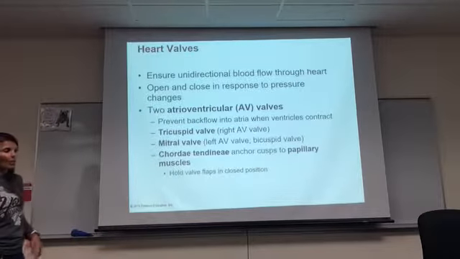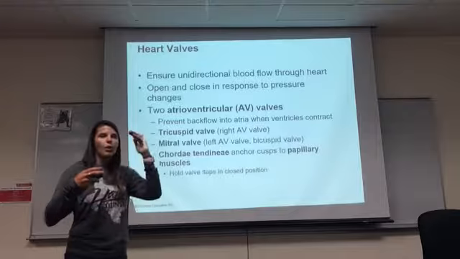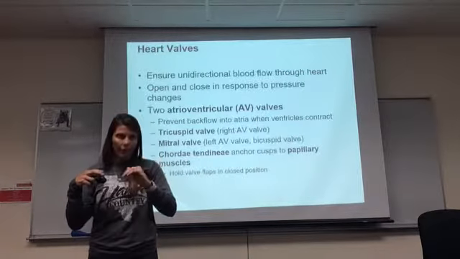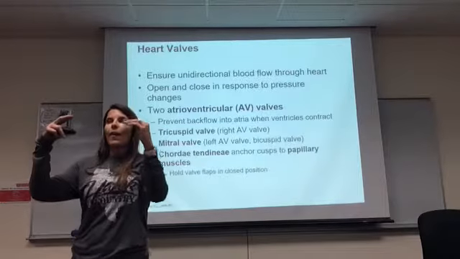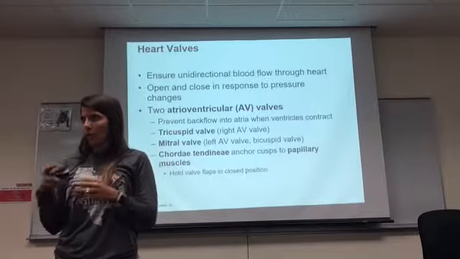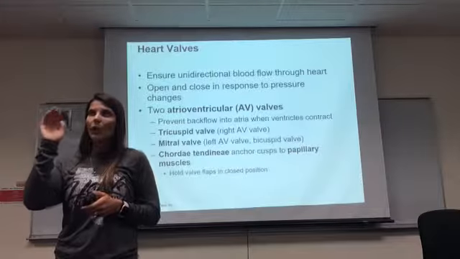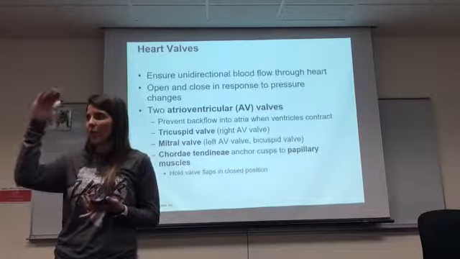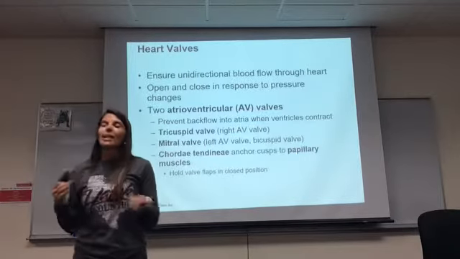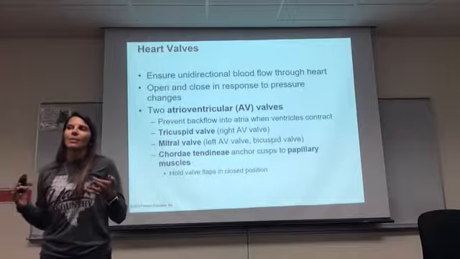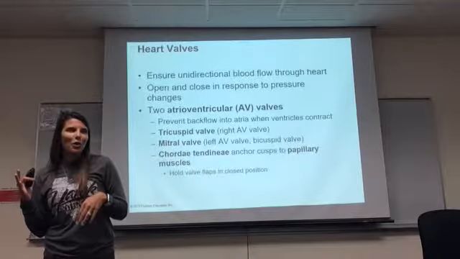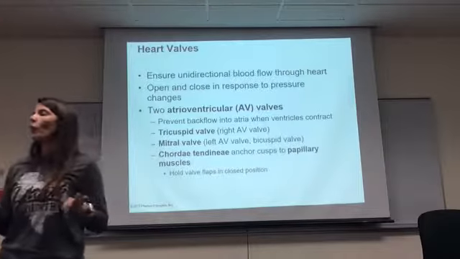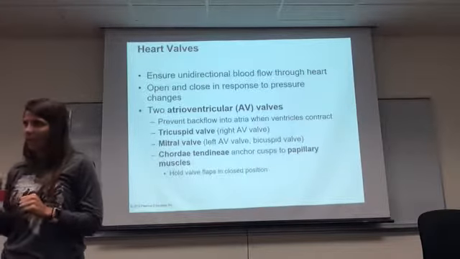Okay, so let's talk about the valves. So you have the 4 chambers so far. You have the right atria, the right ventricle, the left atria, the left ventricle. There is a valve between the atria and the ventricle on both sides. We call it an atrioventricular valve. Does that make sense? Because it's between the atria and the ventricles. So it would be easy if we just left it like that. If we said the right atrioventricular and the left atrioventricular, that would be nice and straightforward. But it's not like that.